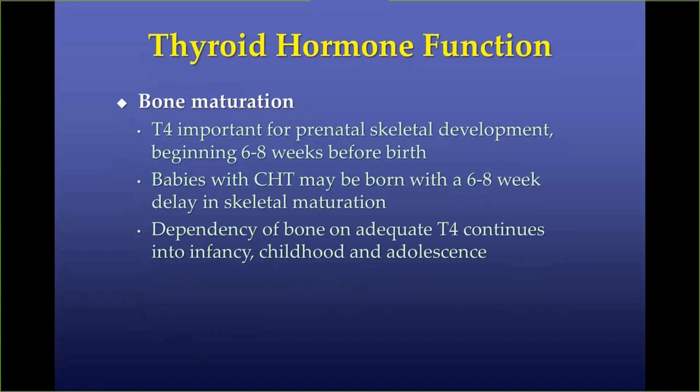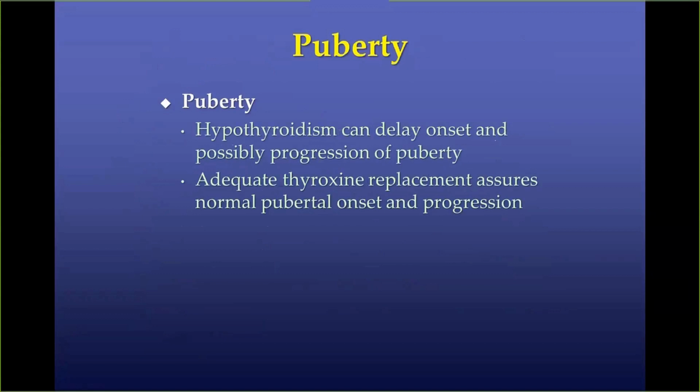Bone maturation: T4 is important for prenatal skeletal development, beginning at 6 to 8 weeks before birth. Babies with congenital hypothyroidism may be born with bone age delay because T4 is important for skeletal development. Puberty: hypothyroidism is one of the differential diagnoses for children presenting with delayed onset of puberty. So it's always something to check thyroid function when kids present with delayed puberty or primary amenorrhea.